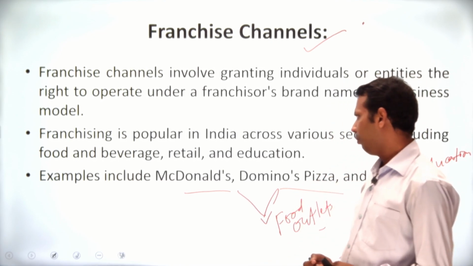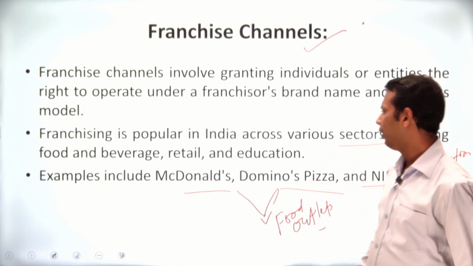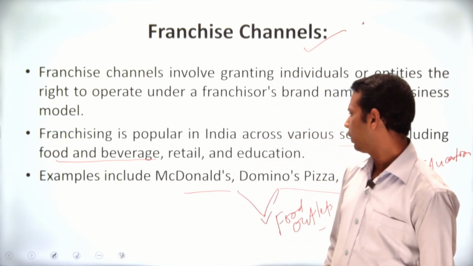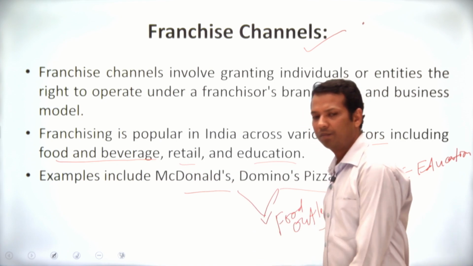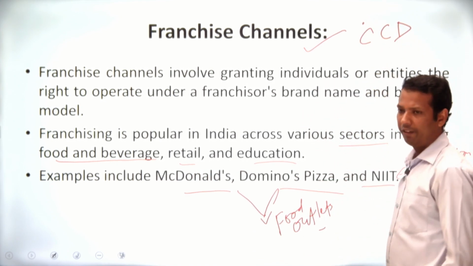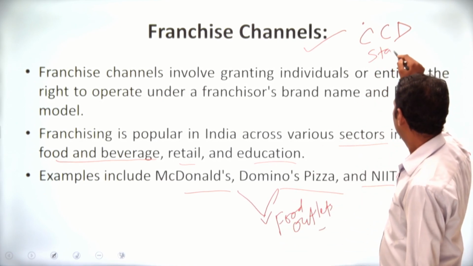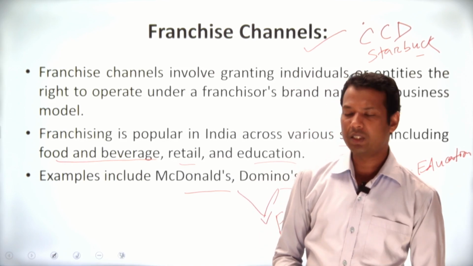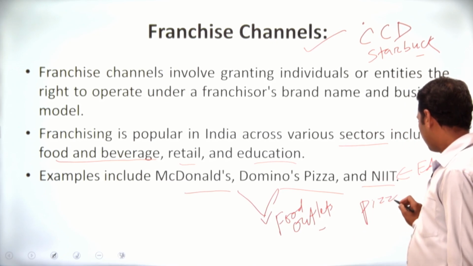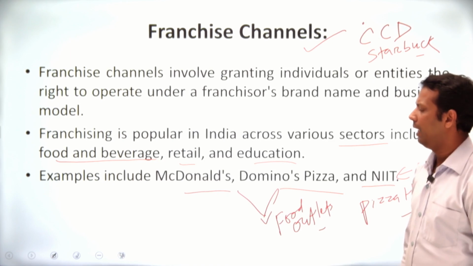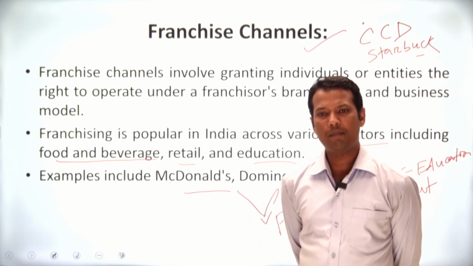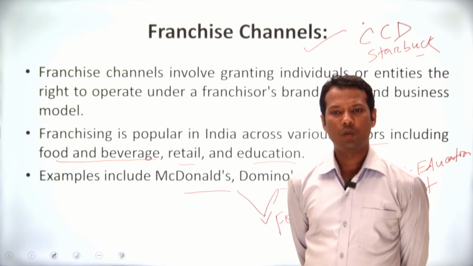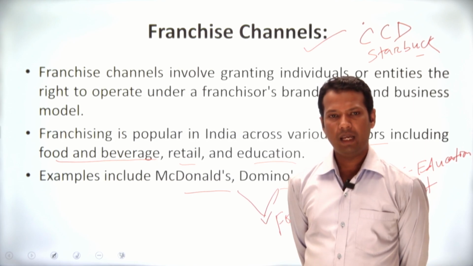This franchising model is popular in India across various sectors, particularly in food and beverages, retail and education, as I have already said, NEAT and retail. You see there is CCD, Cafe Coffee Day, and Starbucks, which are in the beverage industry, and Domino's Pizza and Pizza Hut. These are food and beverage industries. They give franchises to interested business persons who are going to use their business name and also the business model.